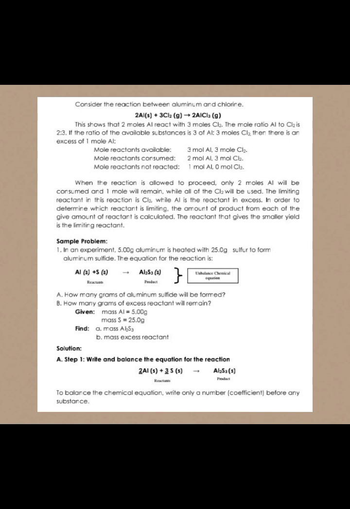Given: mass of Al equals 5.00 grams, mass of S equals 25.0 grams. Find: A. mass of Al2S3. B. mass of excess reactant. Solution. A. Step 1. Write and balance the equation for the reaction. 2Al + 3S → Al2S3. Al and S are the reactants.